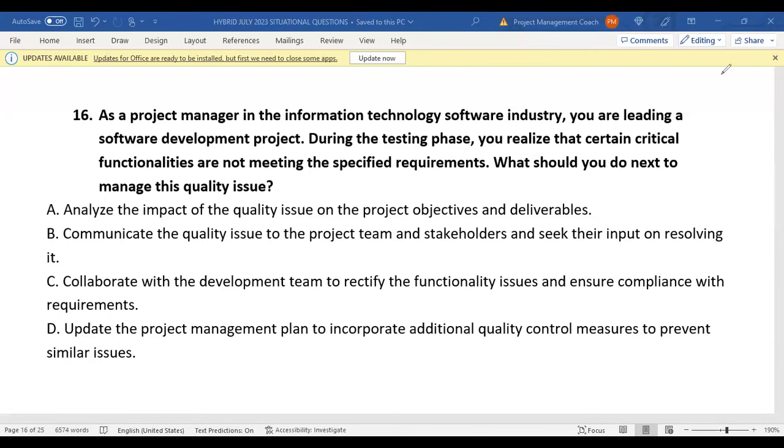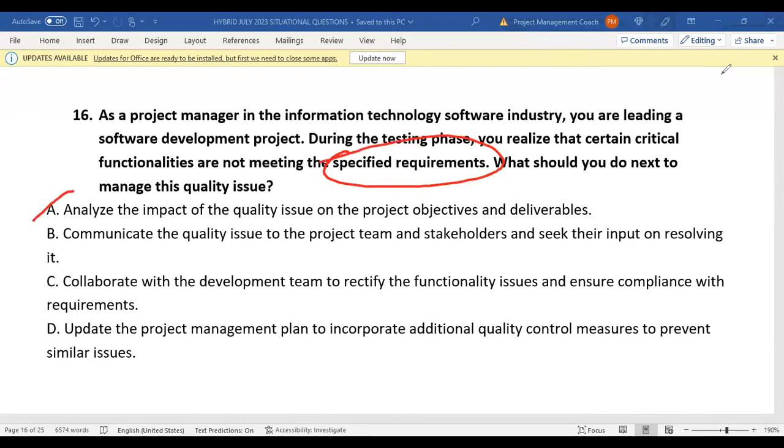Well, certain functionalities are not meeting the specified requirements. That's the bottom line, right? These deliverables cannot be used if they're not meeting specified requirements anyway. So doing an impact analysis on the project objectives and deliverables is inconsequential. Even if you feel there's no impact, no, you still need to comply with the specified requirements. Okay, so A is not the best option.